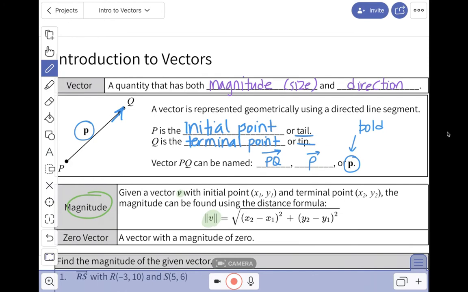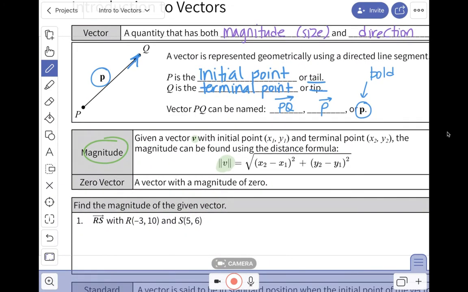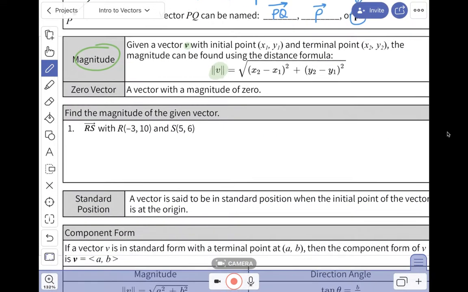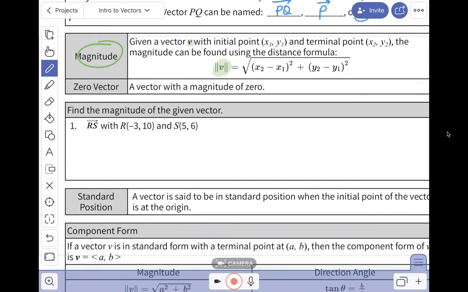Okay, and then that definition right below, we're not going to do anything with it today, but it is something that's good to know. When I say 0 vector, I'm just talking about a vector that has a magnitude equal to 0. So basically, you wouldn't even be able to see it. So just so that we can practice a little bit, let's find the magnitude of this given vector.